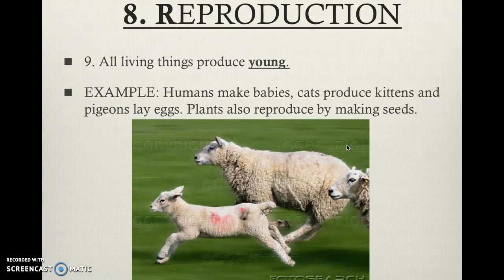Moving on, number 8, we would say reproduction. And number 9, all living things produce young. For example, humans make babies, cats produce kittens, and pigeons lay eggs. Plants also reproduce by making seeds. We just have different ways of producing offspring or young, and that is a key characteristic of a living organism.